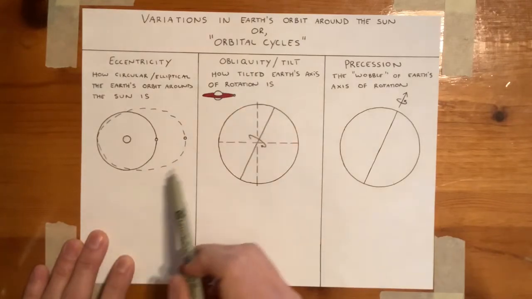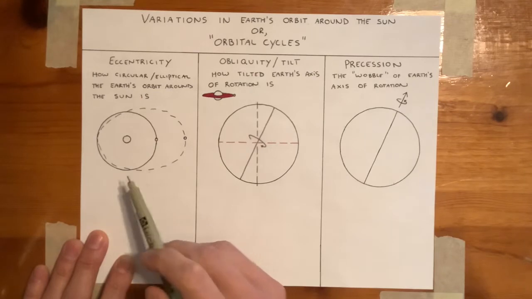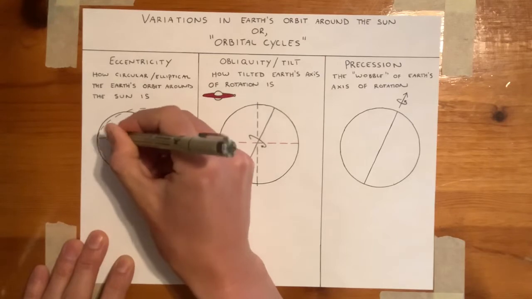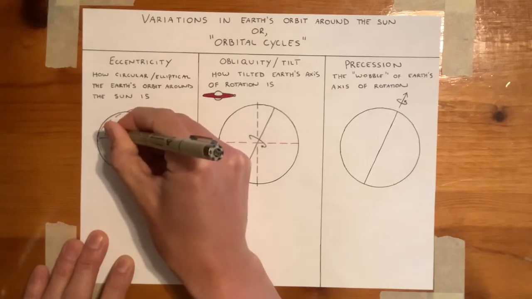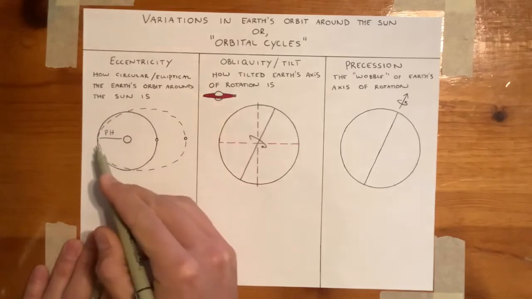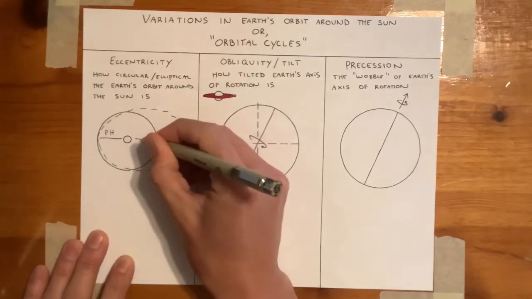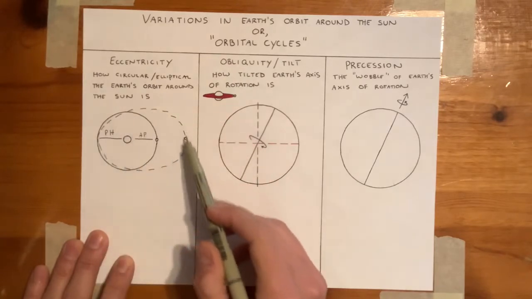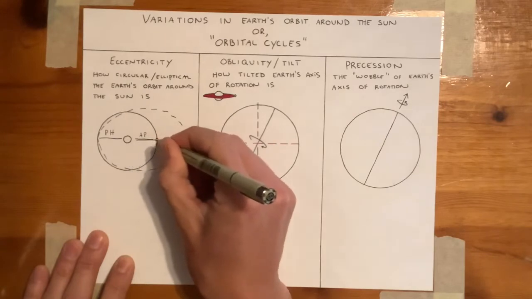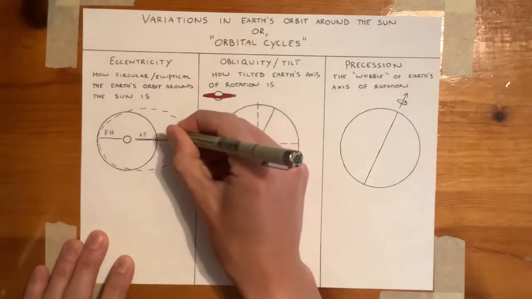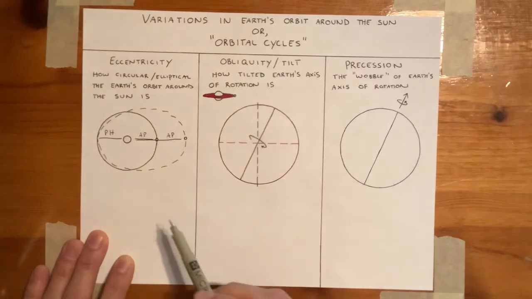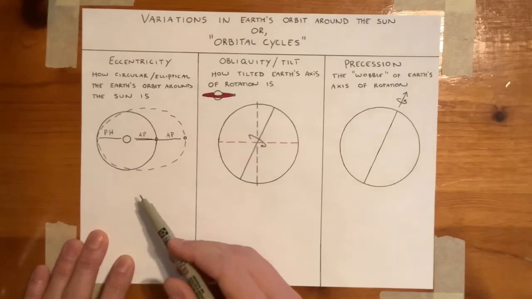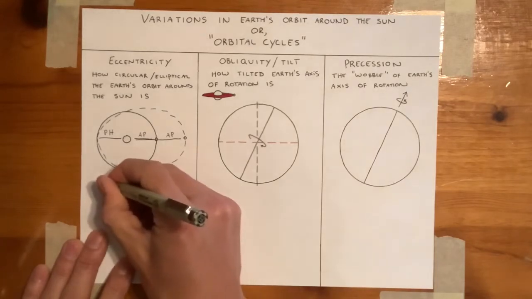So I have greatly exaggerated just how much Earth's orbit around the sun changes to make this point. But basically, if we imagine that over here is the perihelion, where the Earth is always closer to the sun on this side of its orbit, and this side represents the aphelion, where it's far away. You can see that as the Earth's orbit gets more elliptical, the difference between the perihelion and the aphelion becomes much more pronounced. So this is called eccentricity, and eccentricity varies on cycles of 100,000 years.